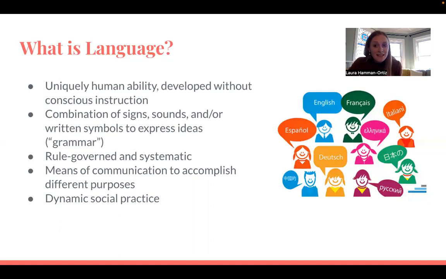Language doesn't have meaning apart from the ways in which we use it. And we'll talk about that when we discuss pragmatics and how context changes the meaning that language can have, because language is something that is social, right? It was developed as a means to enable us to communicate with one another. And so language itself is a dynamic social practice.